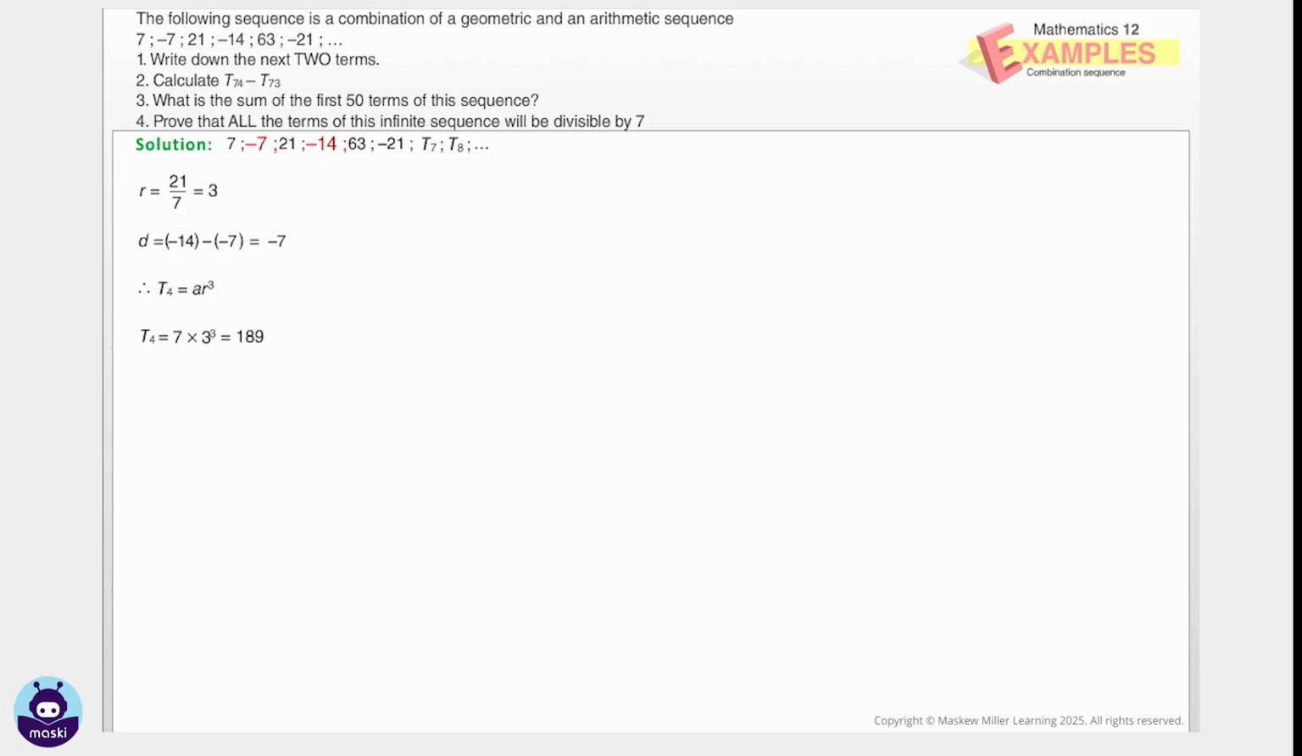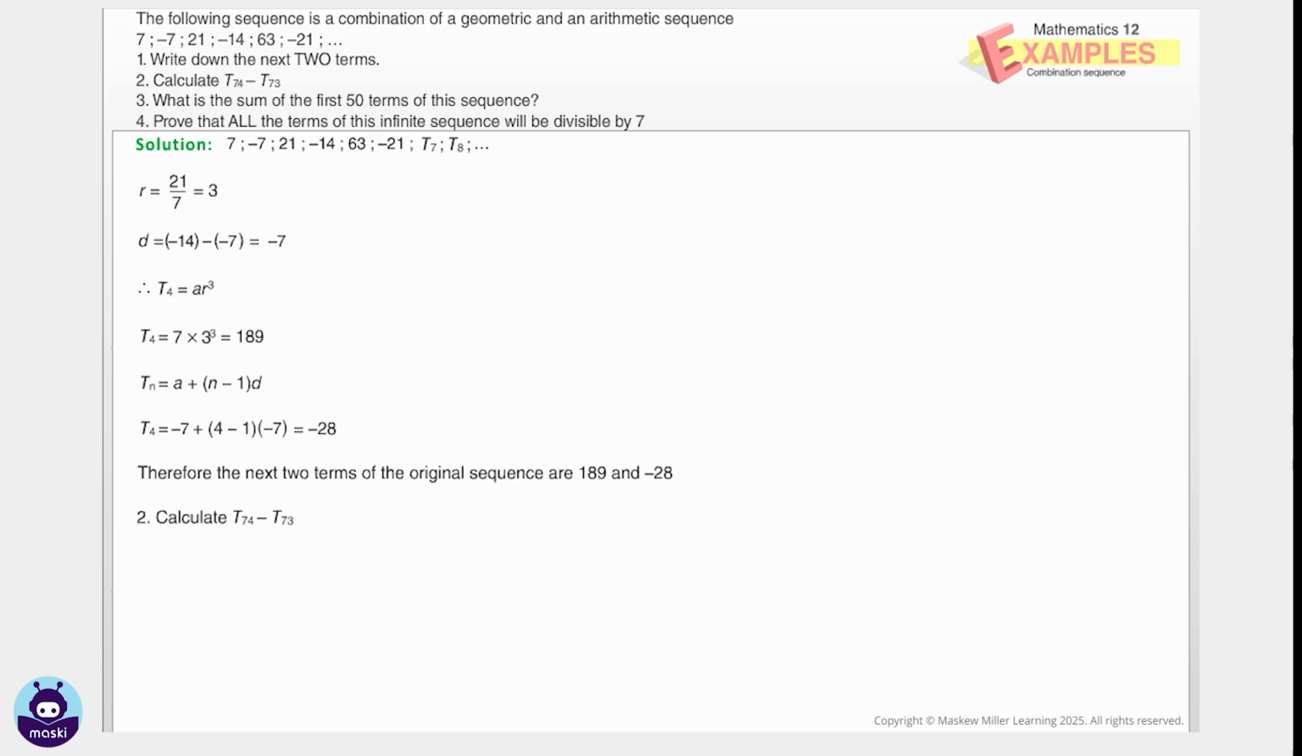Similarly, the eighth term of the original sequence is the fourth term of the arithmetic sequence. This can be found using the general formula for the nth term of an arithmetic sequence, Tn equals a plus n minus 1 times d. T4 equals -28. Therefore, the next two terms of the original sequence are 189 and -28.